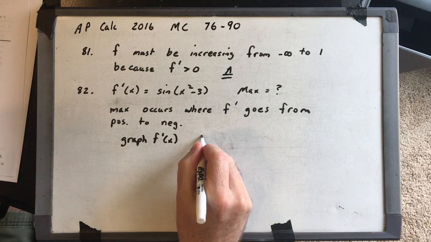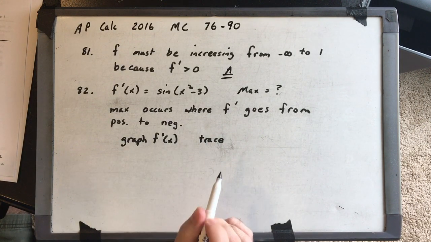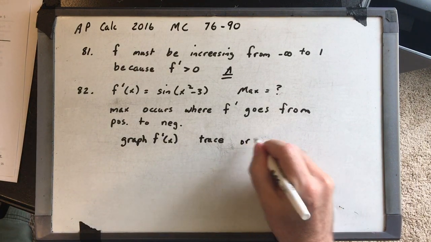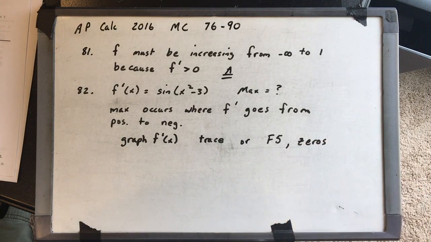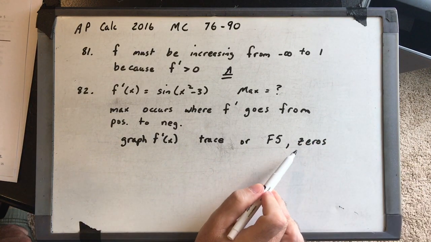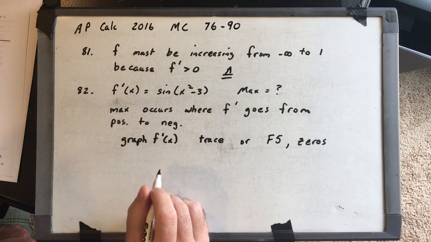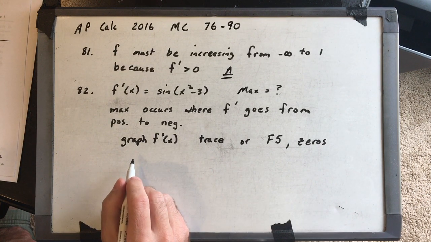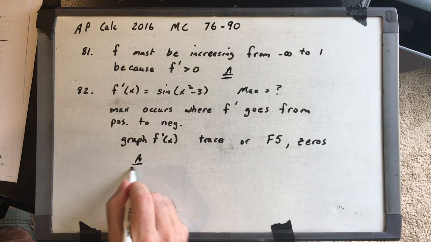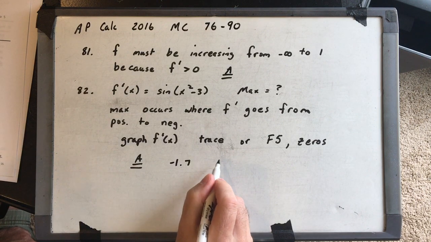And then if you want, you could hit trace and see where the x values are, where it goes from positive to negative, or you can hit the F5 function and zeros, and you'll have an upper bound and a lower bound that you have to get. Just do that between negative 3 and 3, and what you will get is, it's probably faster just to trace, because you're just eyeballing it, but you'll get that the right answer is option A. So it goes from positive to negative at about negative 1.7, and then also at about 2.4.